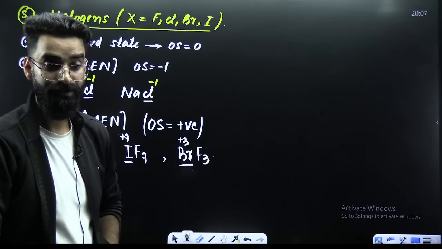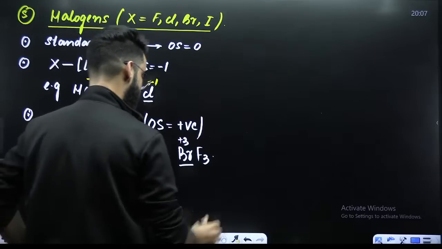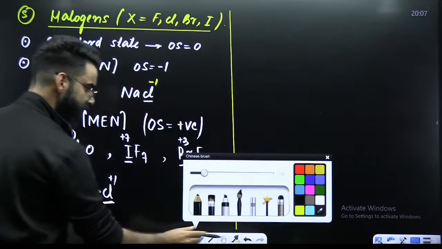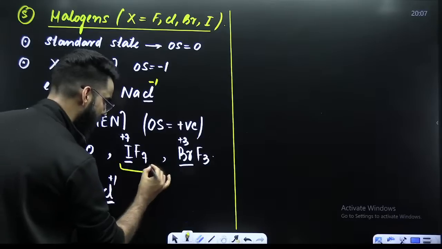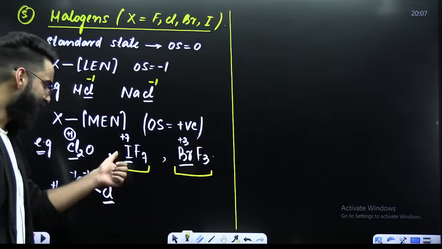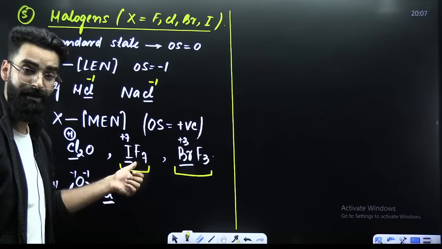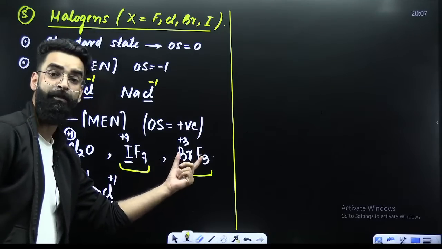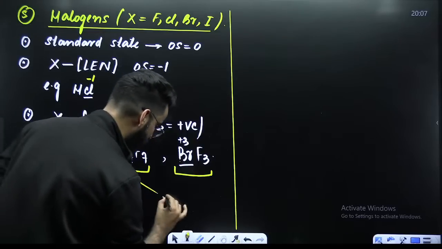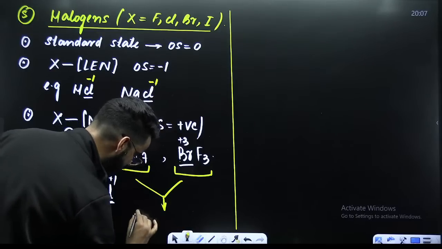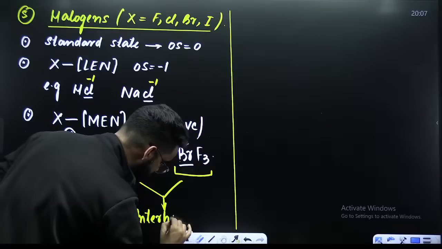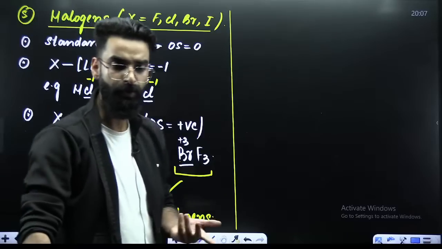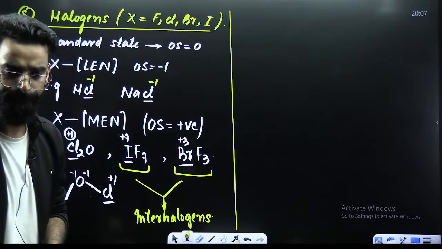So this was all about the halogens. Now, guys, there is one more thing. By the way, what do you call this particular compound? See, iodine is a halogen. Chlorine is also a halogen. So two different halogens have combined and formed a compound. Whenever two different halogens combine and form a compound, you call these compounds interhalogens. So in case of interhalogens, the halogens are going to show the positive oxidation state. I hope this is clear.